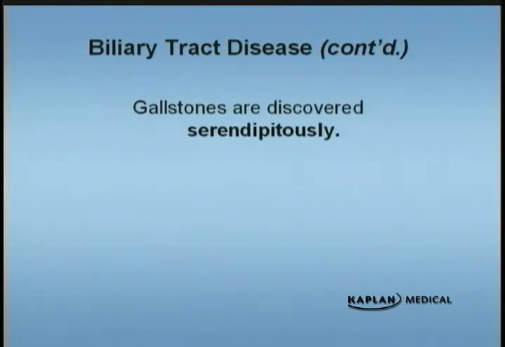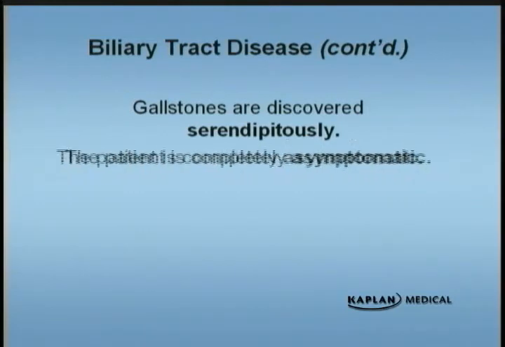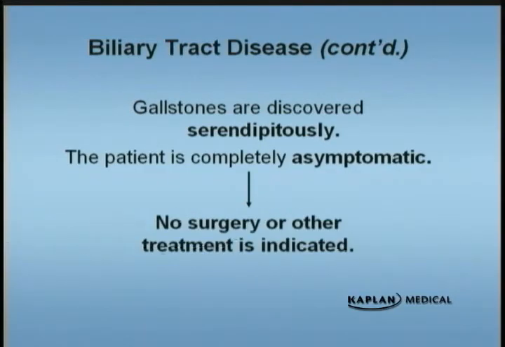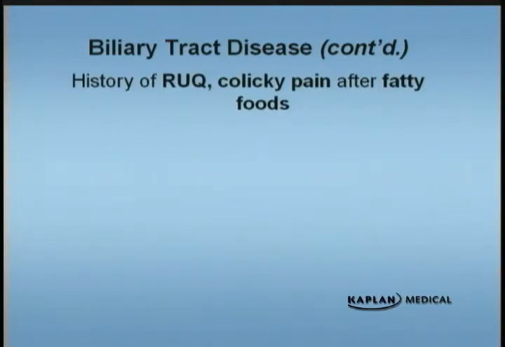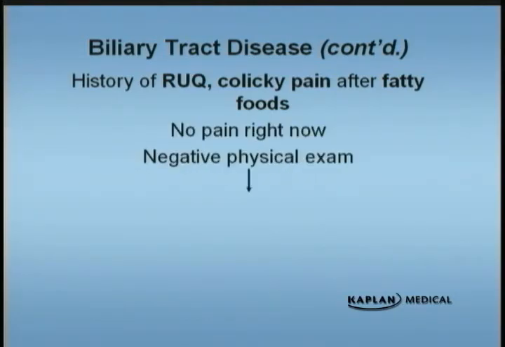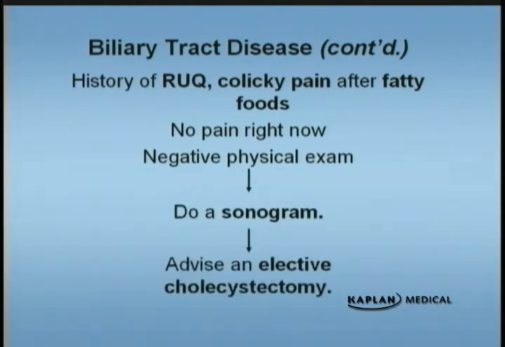If you discover gallstones in an otherwise asymptomatic patient, not the vignettes that we have been reading, the patient is completely asymptomatic, no surgery or treatment is indicated. But if there is a history of right upper quadrant colicky pain after fatty food, there is no pain right now, the physical exam is negative, you do the sonogram, and you advise an elective cholecystectomy, because this is now symptomatic gallstones.